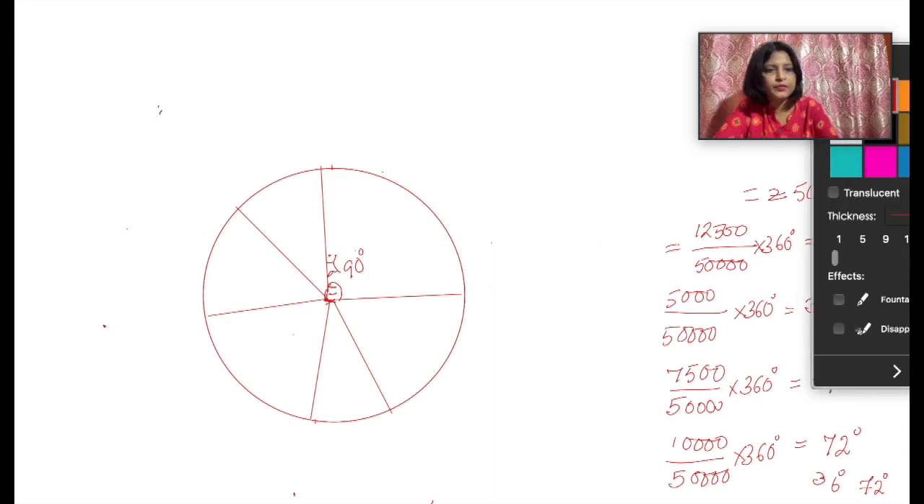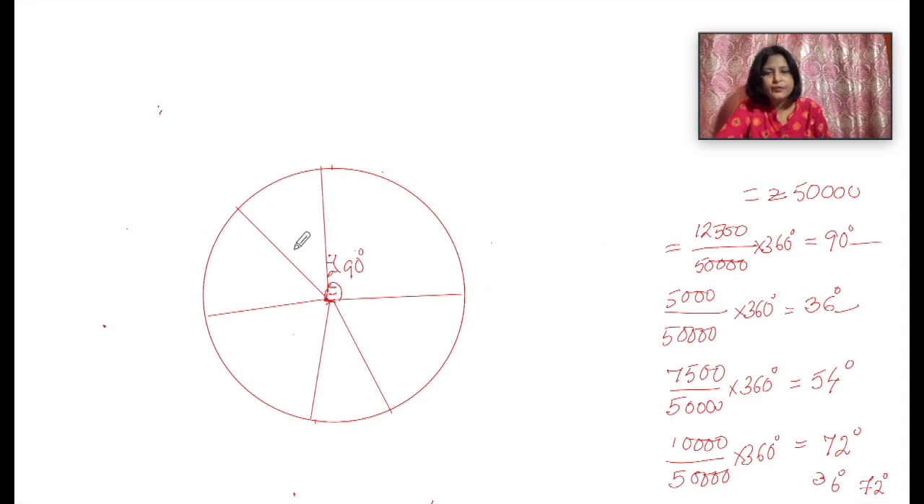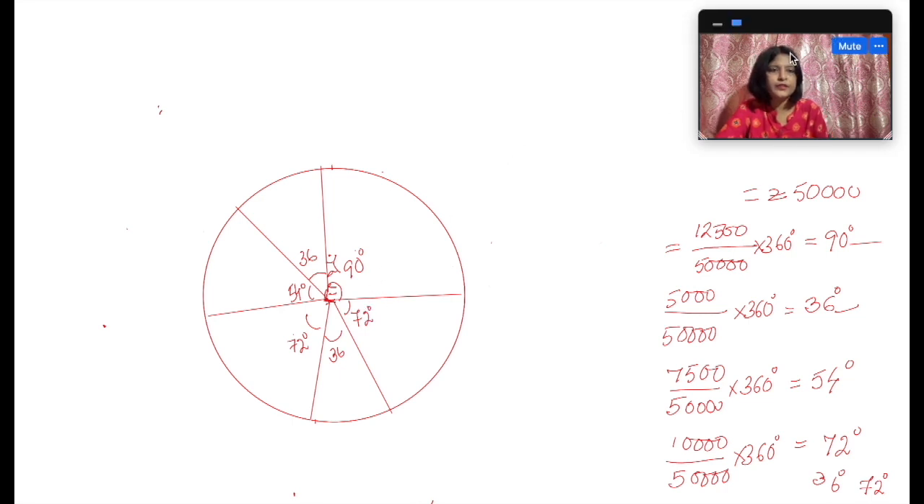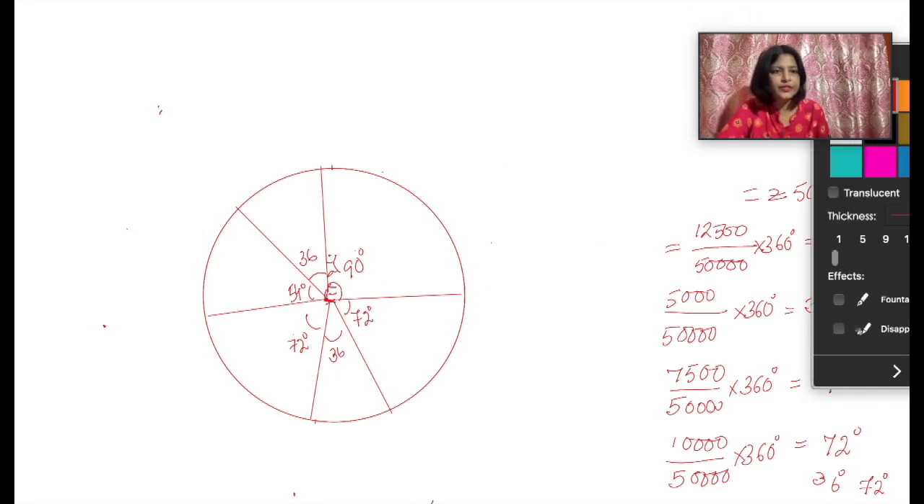So let me write down the angles for each sector here: 36 degree, 54 degree, then comes 72 degree, next 36 degree again, and then 72 degree. Each of these sectors can be colored with different colors to make it look attractive.